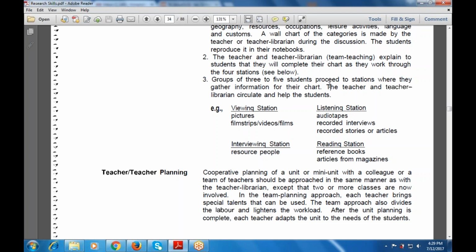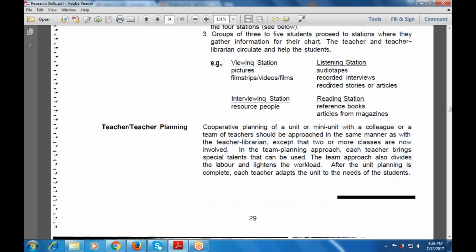The next is the teacher planning process: how a teacher plans for cooperative planning. Cooperative planning of a unit or mini unit with a colleague, or a group or team of teachers, should be approached in the same manner as with the teacher librarian. There is no difference between the same unit or mini unit with a colleague or a team of teachers.